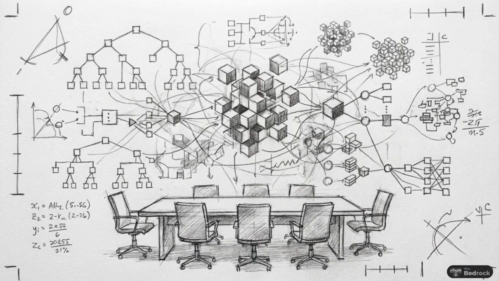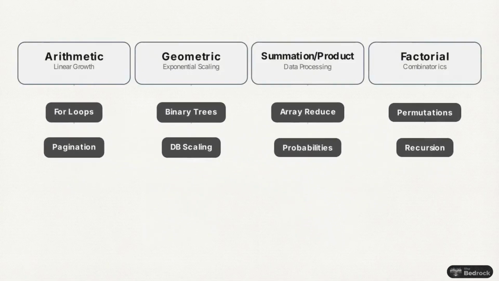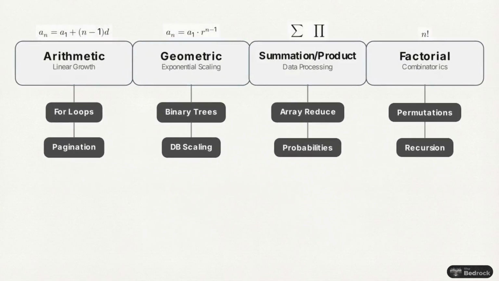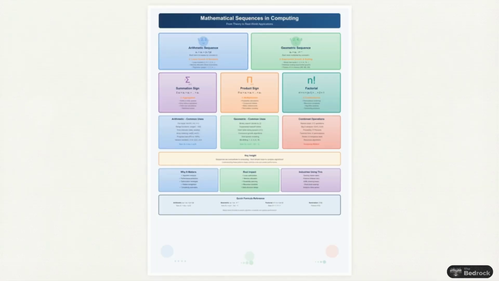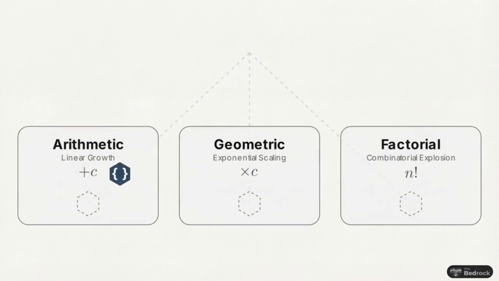To navigate this, we consult a master taxonomy, a map that categorizes every major algorithm and operation down to its specific discrete math foundation. This blueprint outlines the distinct mathematical patterns that dictate the physical limits of computation and memory. The structure is built on three core pillars: arithmetic for linear growth, geometric for exponential scaling, and factorial for combinatorial calculations. Before a developer can predict if an algorithm will succeed under heavy load, they must first precisely locate its underlying logic within these three domains.